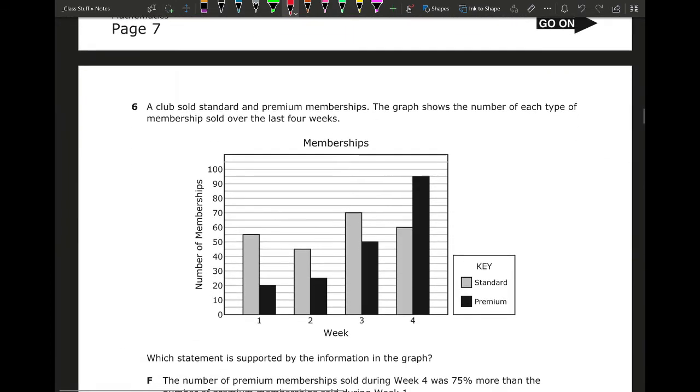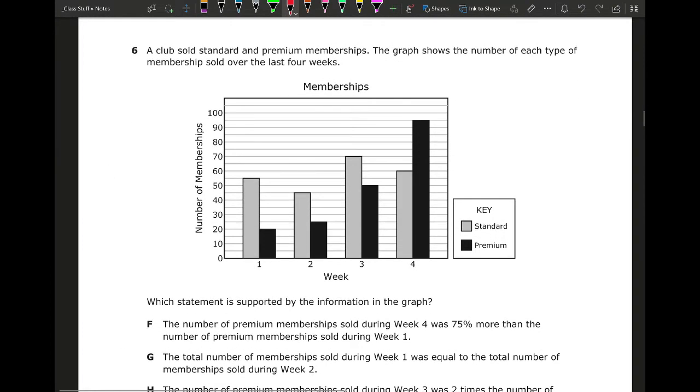Number 6, a club sold standard and premium memberships. The graph shows the number of each type of membership sold over the last 4 weeks. Which statement is supported by the information in the graph? So we have standard and premium memberships. We have the number of weeks at the bottom, and we have the number of memberships of each type on the y-axis. Remember, every time you have a graph, you can also label it. This is Y and this is X.